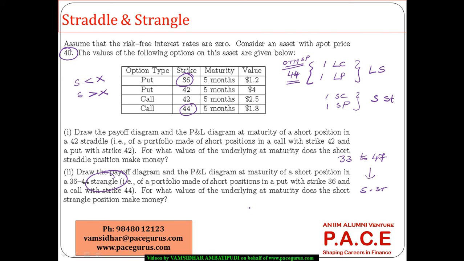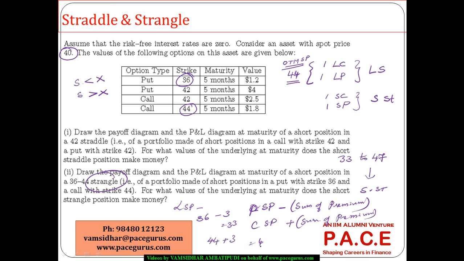It is nothing but the put strike price minus the sum of the premiums, to the call strike price plus the sum of the premiums. Or the other way of saying it is the lower strike price minus the sum of premiums, 36 minus the sum of the premiums, which is 1.2 plus 1.8, that is 3, to the higher strike price 44 plus the sum of the premiums, 3, which is 47. So it is between 33 and 47.